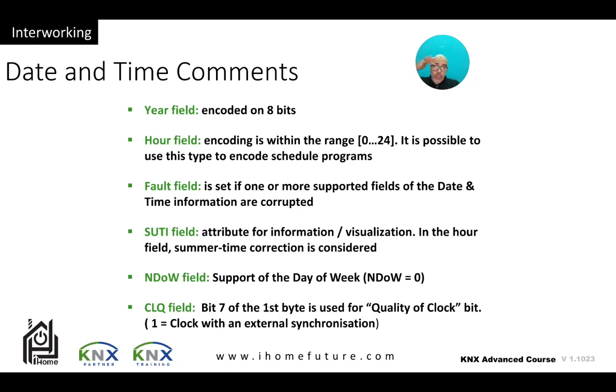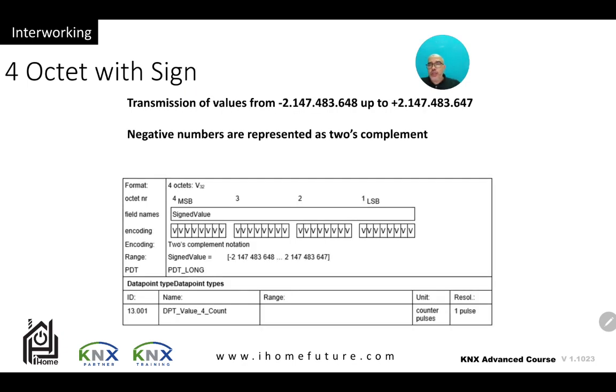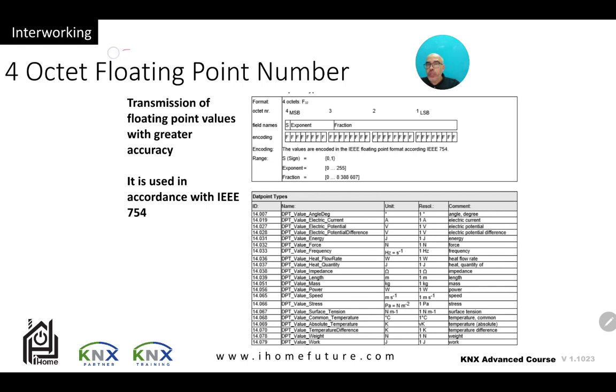And here it talks a lot about what is included in the bits and bytes of the data type of date or time. I have 4 octet without sign also, and I have 4 octet with sign. I have the 4 octet floating point number, which I use a lot when I need a very high accuracy, like reading the length, impedance, power, speed. In this way I need a lot of accuracy, which is why I have 4 octet.